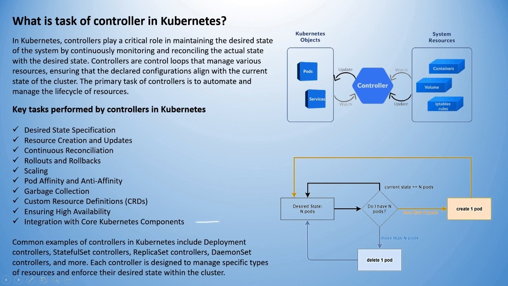Common examples of controllers in Kubernetes include deployment controllers, stateful set controllers, replica set controllers, daemon set controllers, and more. Each controller is designed to manage specific types of resources and enforce their desired state within the cluster.